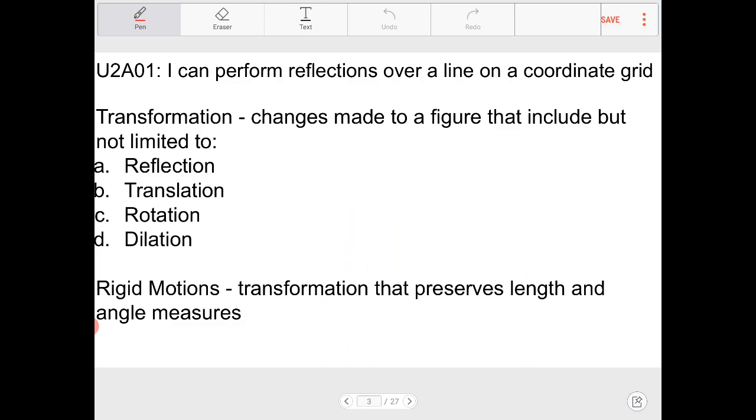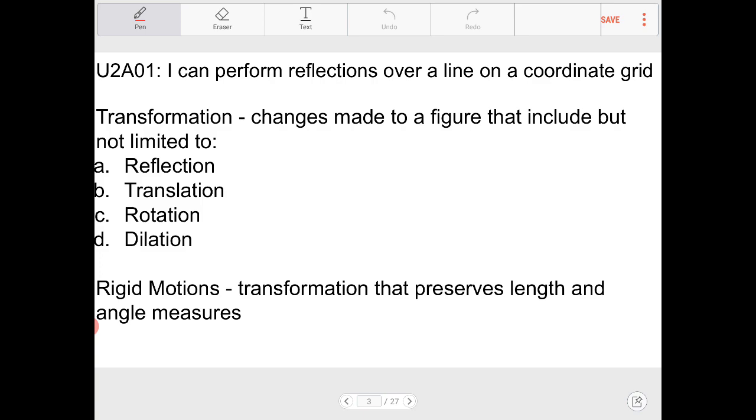These four transformations are not all part, or actually not all four of them, but three of the four of them, are a part of a family of transformations known as rigid motions. So what exactly is a rigid motion? A rigid motion is a transformation that preserves length and angle relationships.